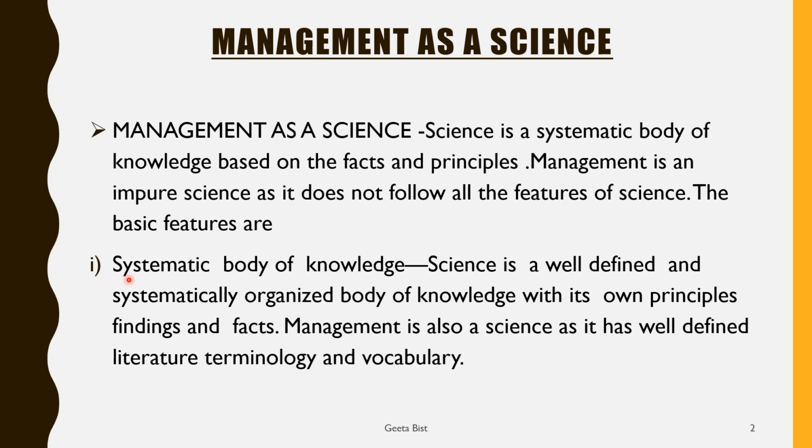The first feature of science is that it has a systematic body of knowledge. That means the principles as given in science are based on a cause and effect relationship, and these are derived after findings over years and researching facts. Management is also qualifying this feature where, yes, management does have a systematic body of knowledge because management has its own literature, terminology, and vocabulary.